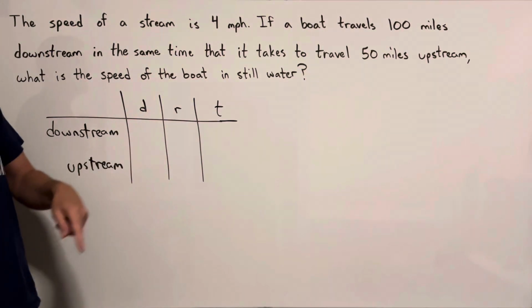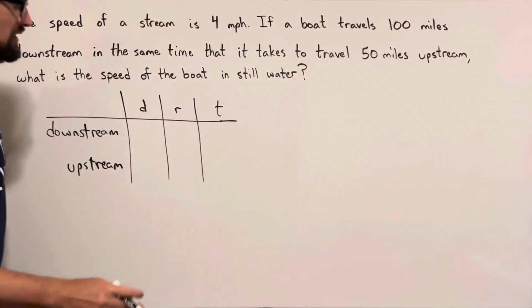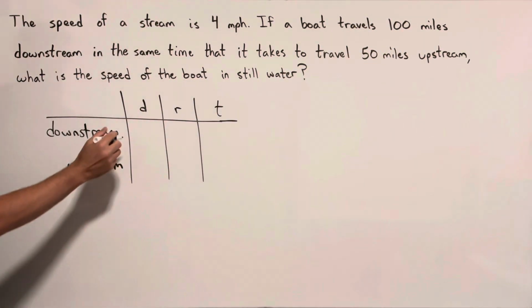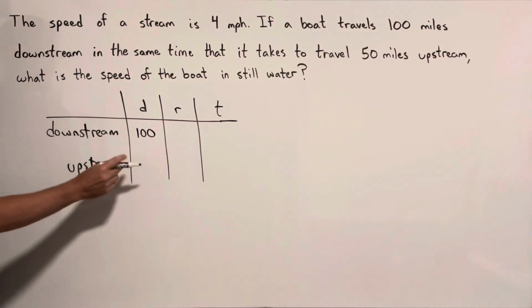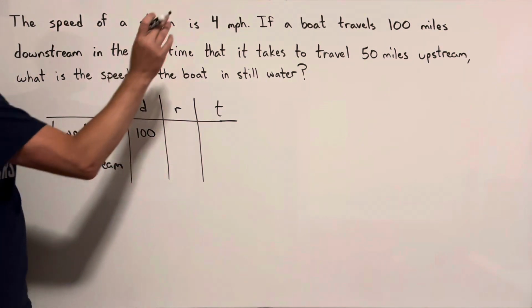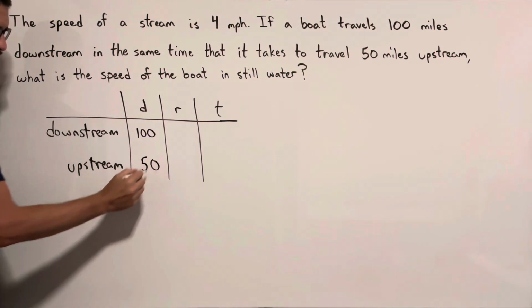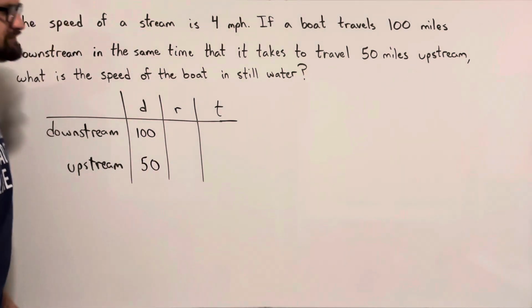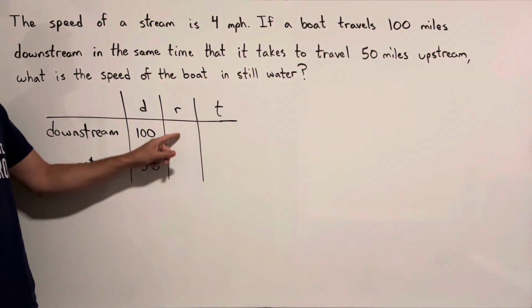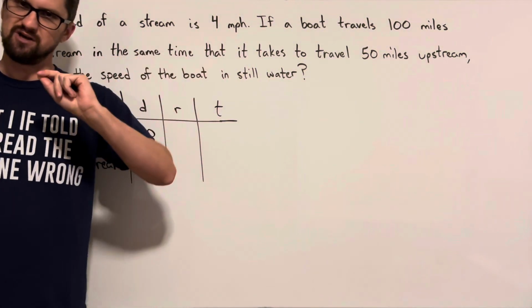Now let's think about the distance first. It tells me that I'm traveling 100 miles downstream. 100 miles is a distance. So I'm going to put 100 for the distance downstream. And then I'm going 50 miles upstream. That is also a distance. Now the rate depends on how fast the current is, 4 miles per hour.